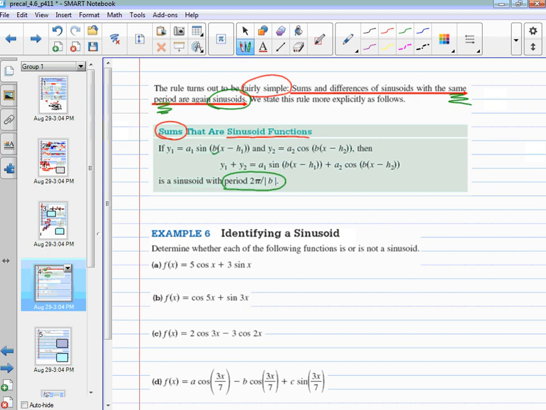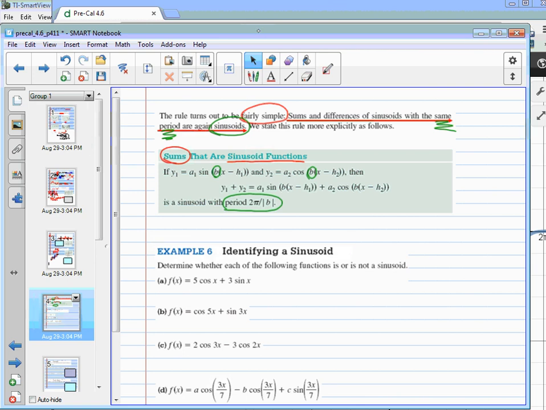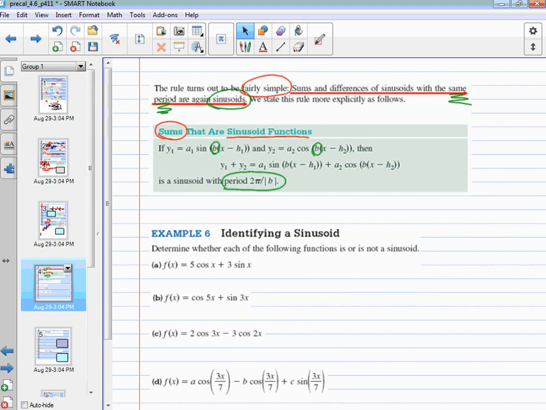So if I look at this sine that has a b value of b, and this cosine that has a b value of b, well, when I combine them together, it's going to be a sinusoid with a period 2 pi over b. Let's try it out down here with some numbers.